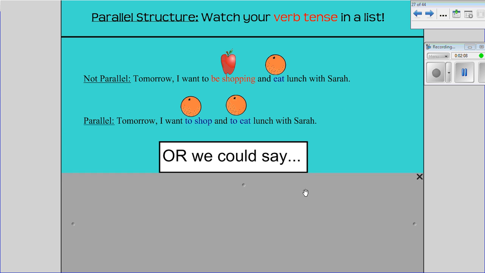Now we could say this another way. Tomorrow, what I want you to try to do is balance this sentence out by using the apple, or the gerund form, of this verb. So your sentence should look like, "Tomorrow I want to be shopping and be eating lunch with Sarah."